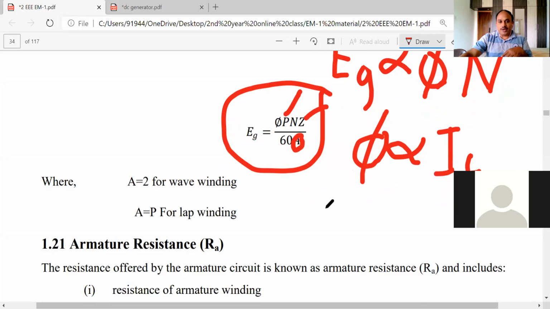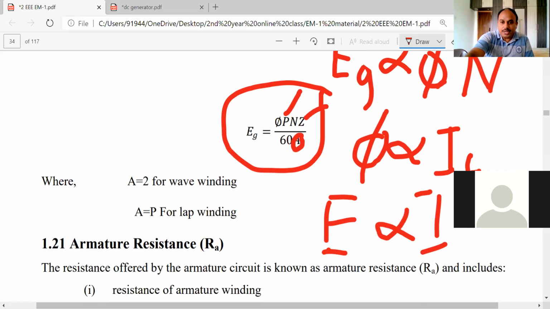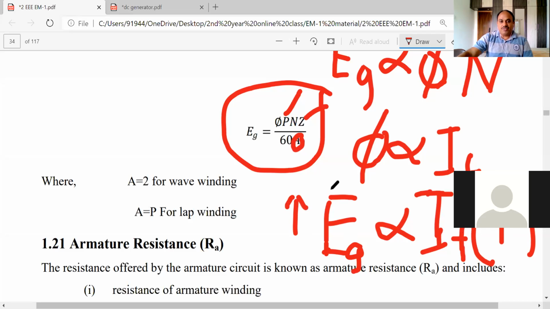Flux is proportional to field current. That means the generated EMF Eg is proportional to the field current If. How do we change the field current? By varying the rheostat of the field circuit. If If is varied, increased or decreased, the Eg value also changes. If you increase the field current, the Eg value increases.